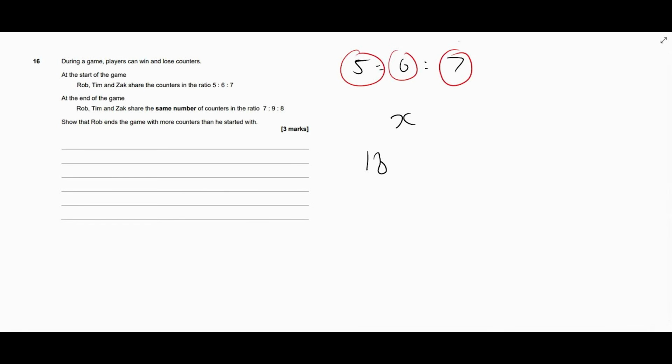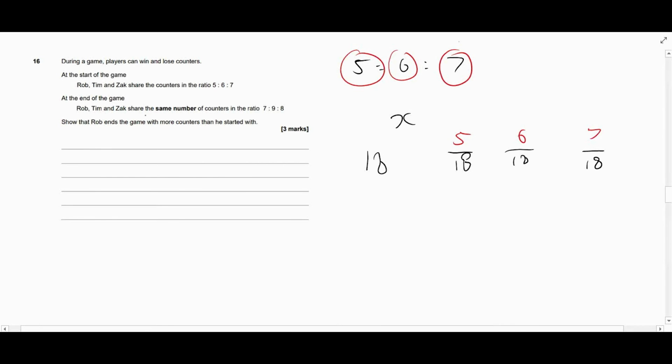All that really means is we just have 5 over 18, 6 over 18 and 7 over 18, each of which comes from here. That's all it really means. Out of 18 parts, you have 5. Out of 18, you have 6. Out of 18, you have 7. That's really just fractions of some amount x, which is our total amount.